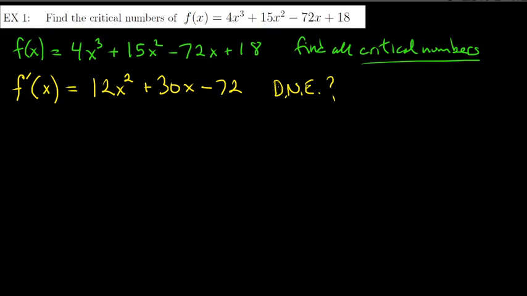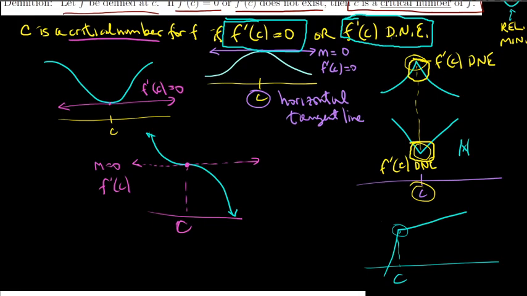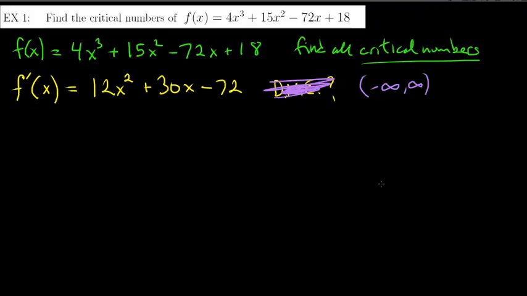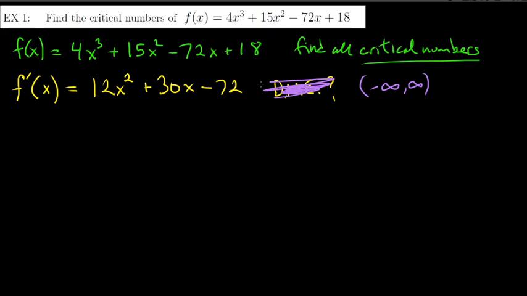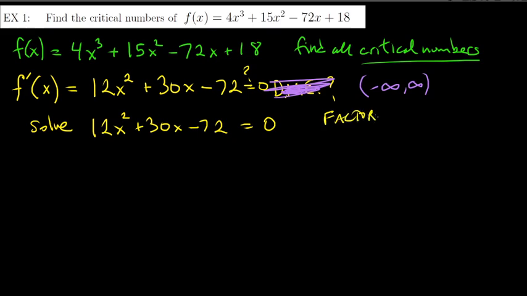So where does it not exist? Nowhere. This exists everywhere. The domain is all real numbers. You plug in any x and you get a y value. Nothing can go wrong here. So we're not going to get a critical number because the derivative does not exist. The only other possibility is that the derivative equals 0. So where does the derivative equal 0, or does it? To answer that question, we have to solve the following equation. You've done these many times before, so you should definitely pause the video and solve this equation any way you want. You can use the quadratic formula. I'm going to do it by factoring, but go ahead and do it.